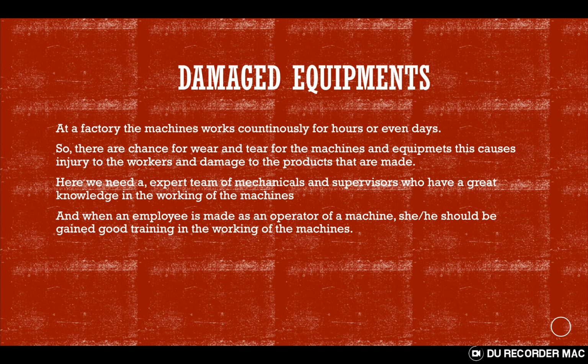Damaged equipments. At a factory, the machines work continuously for hours or even days. So there are chances of wear and tear for the machines and equipments. This causes injury to the workers and damage to the products that are made. Here we need an expert team of mechanics and supervisors who have great knowledge of the working of the machines. And when an employee is made an operator of a machine, he or she should gain good training in the working of the machines.